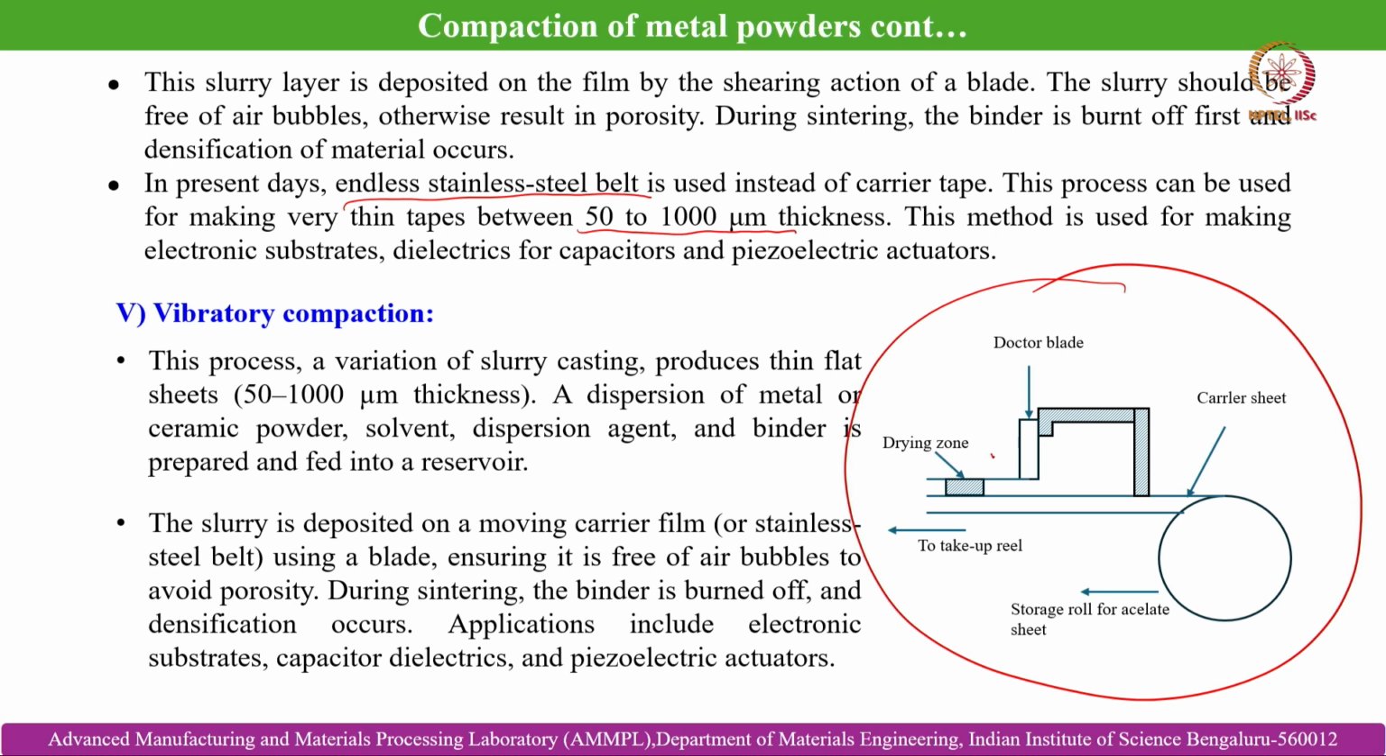And then there is vibratory compaction. So, this process, a variation of slurry casting, produces thin flat sheets again in the range of 50 to 1000 micrometer thickness.